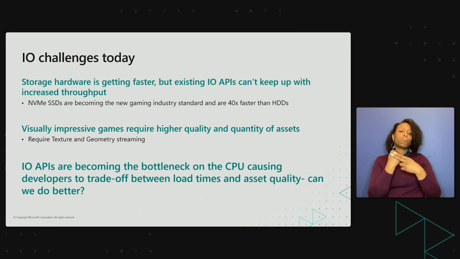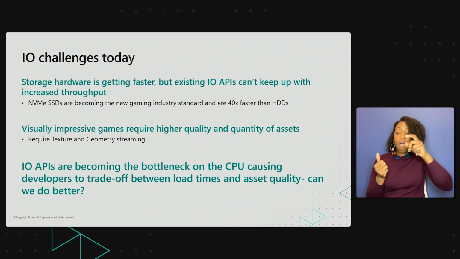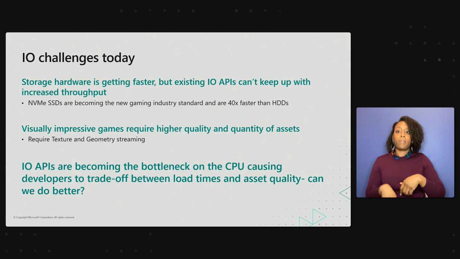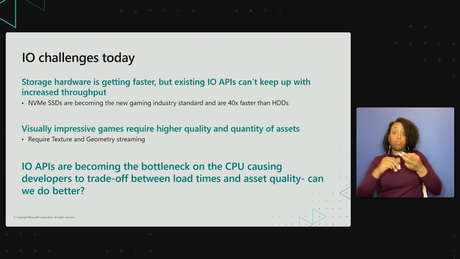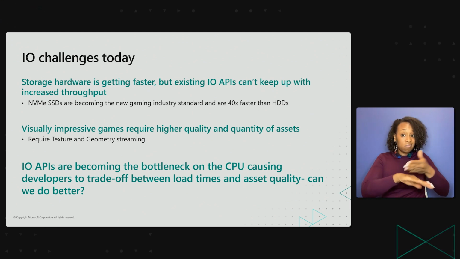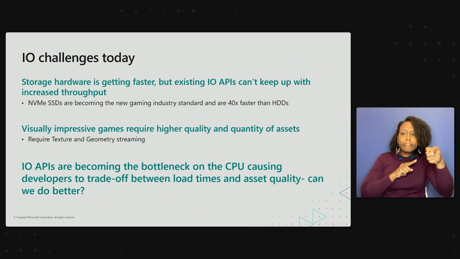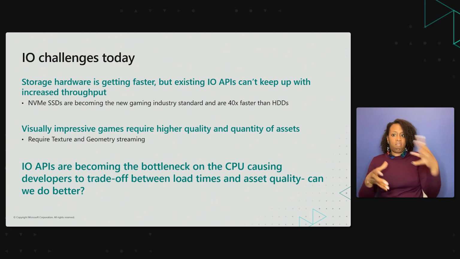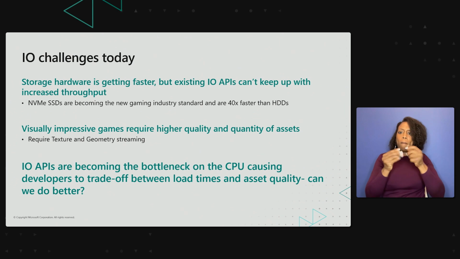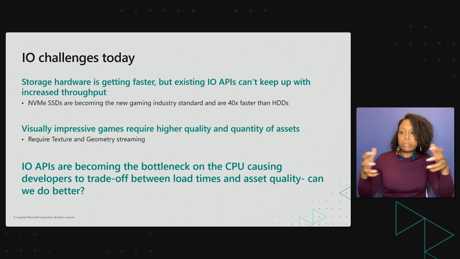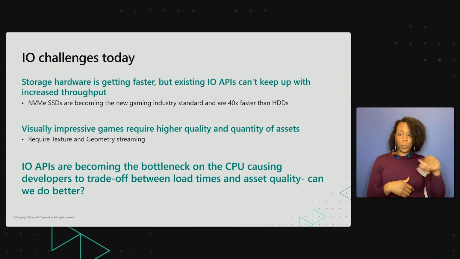So storage hardware is getting faster, and the existing APIs used to access I/O on that hardware haven't changed, and they just can't keep up. CPU speeds are really not growing as fast as the storage hardware speeds. Now, NVMe SSDs are becoming the standard in the gaming industry today, and they currently ship on the latest generation of consoles. Meanwhile, games are getting larger and more expansive, and assets for those games are becoming higher fidelity, and as a result, they're growing in size. This puts a lot more pressure on the I/O bandwidth to load, decompress, and rehydrate these assets.